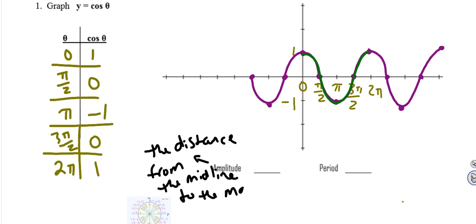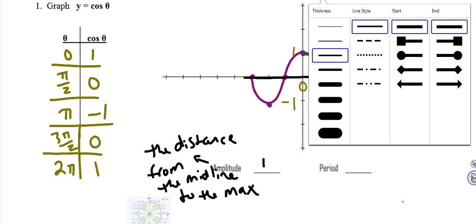And so when we look at the midline, the x-axis, right? It cuts right through the graph, right through the middle. It's the midline. And the height from midline to any of the maxes, well, that's going to be 1, right? So amplitude is 1.